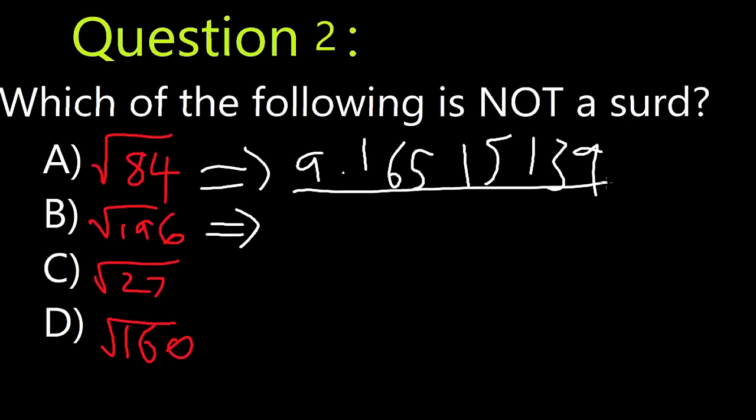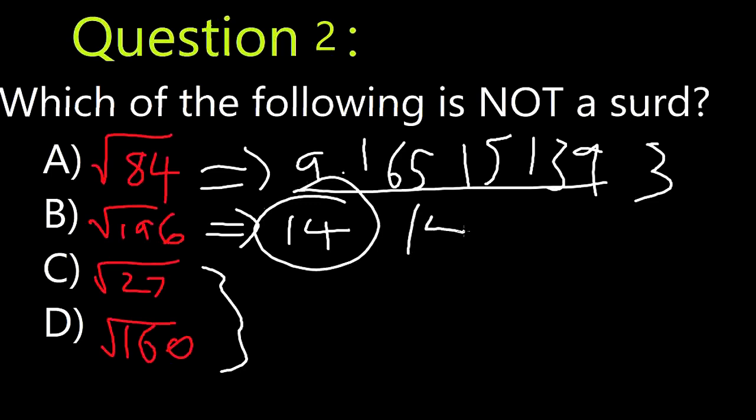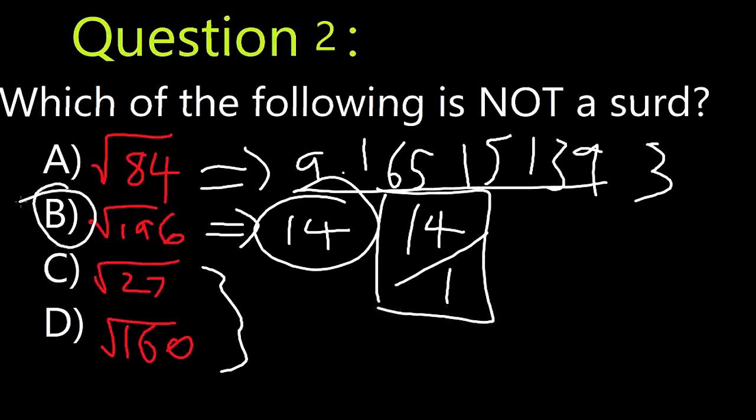Let's go on to the next one, root 196. Okay, and I've gotten 14. Now, assuming that these two, if you put them into a calculator, will be something similar to the first one here, we know that this one can be represented as a fraction. 14 over 1 is probably the easiest one to do, and therefore it is not a surd. So the correct answer is B.